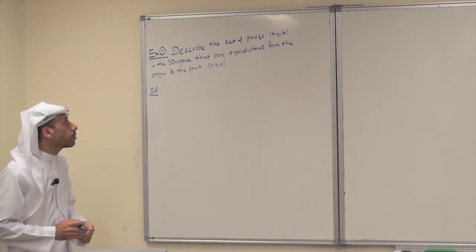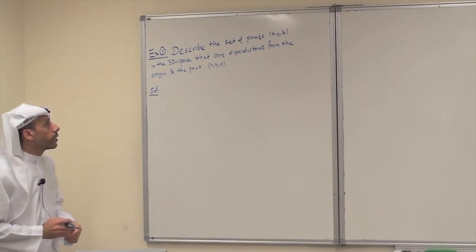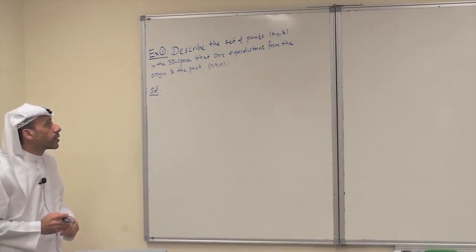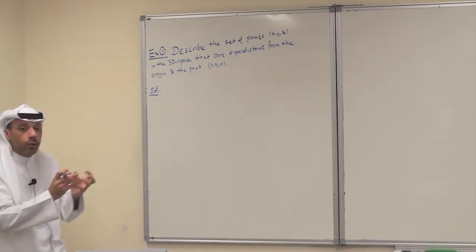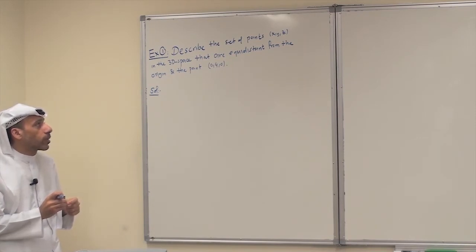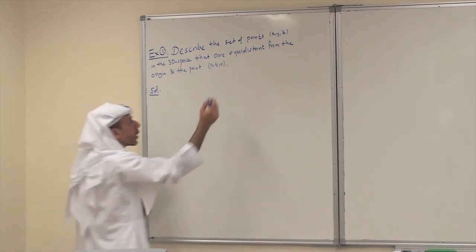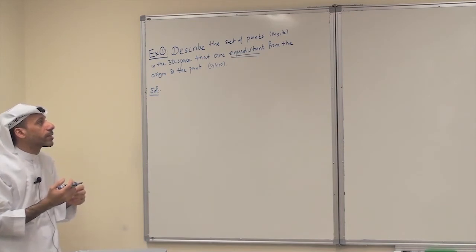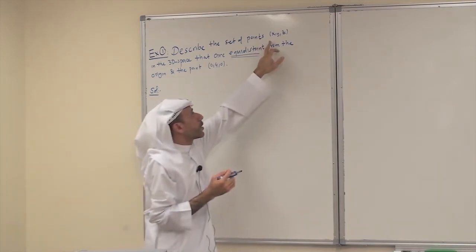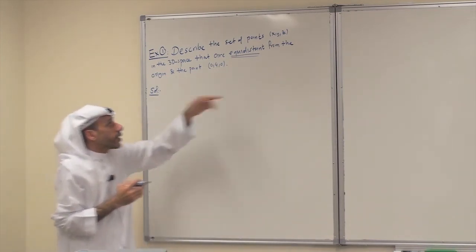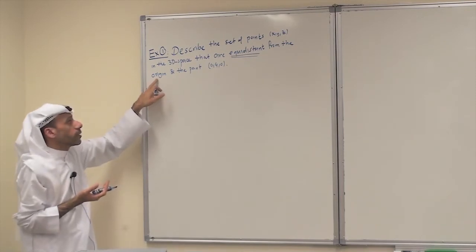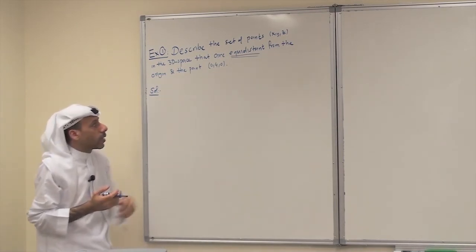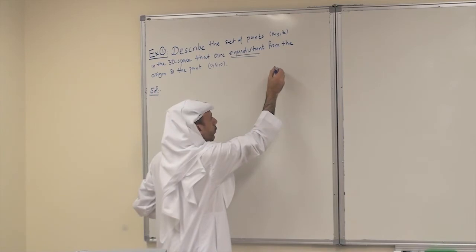We consider now example 1. Describe the set of points (x, y, z) in three-dimensional space that are equidistant from the origin and the point (0, 4, 0). So we need to describe these points with the given property. The key word in the question is equidistant, which means equal distance. So basically, we need the points in space (x, y, z) such that the distance from these points to the origin equals the distance from these points to the second point, (0, 4, 0). Graphically, you have the three-dimensional space, the following here.